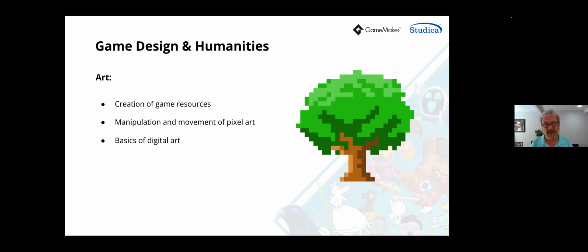The first would be art. Art is so important to a game. Games rely on the artwork. The creation of game resources are all artwork. Today we start digital art with basically pixels and creating art through pixel making. And it's the manipulation and the movement of this pixel art that is part of the game engine's design. And it really reinforces and teaches basics of digital artwork.